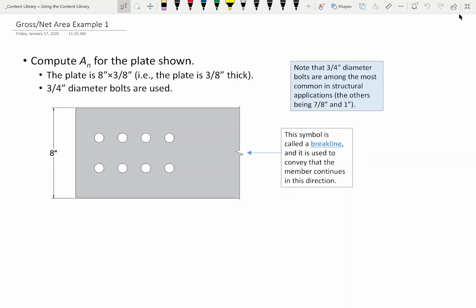And we're going to use 3/4 inch diameter bolts. 3/4 inch diameter bolts are among the most common that are used in structural engineering applications, period.